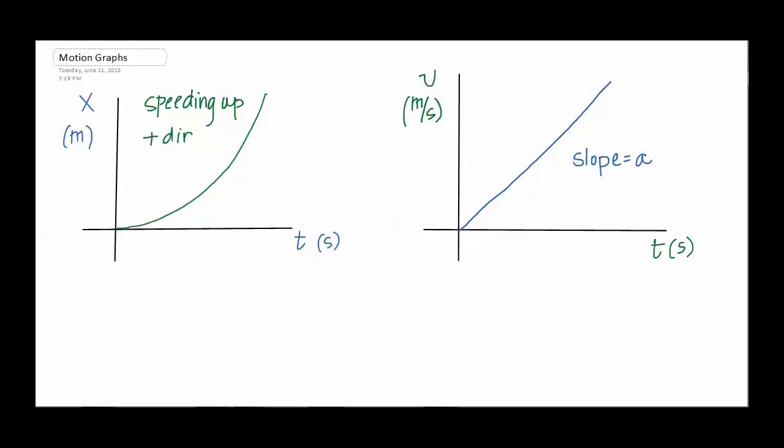The slope is the acceleration. And the slope of this line would be positive because it's an up and to the right positive slope, just like from math class. And all those would be positive velocities on the vertical axis.